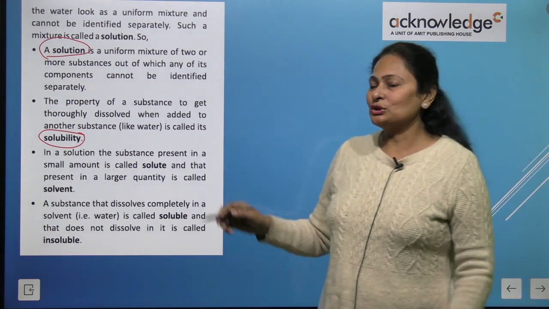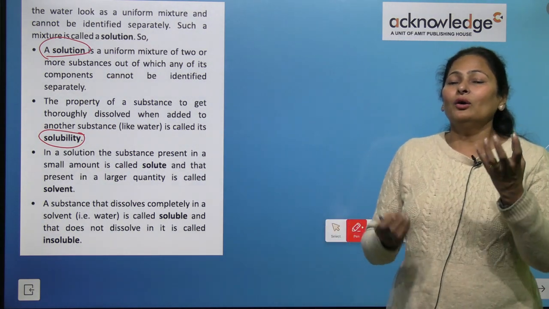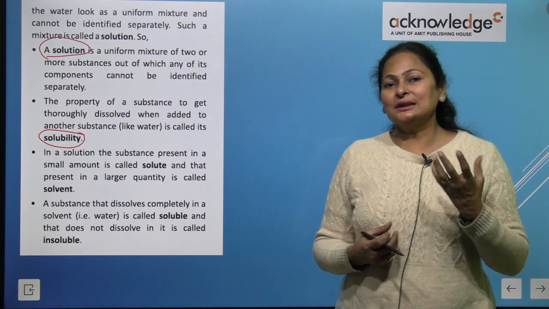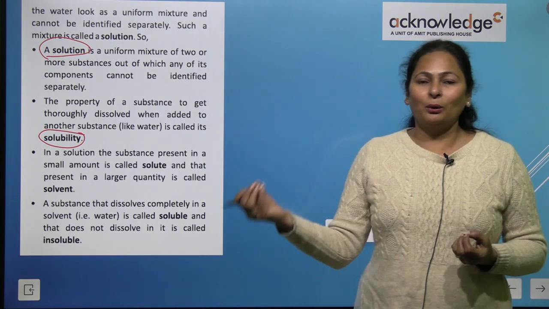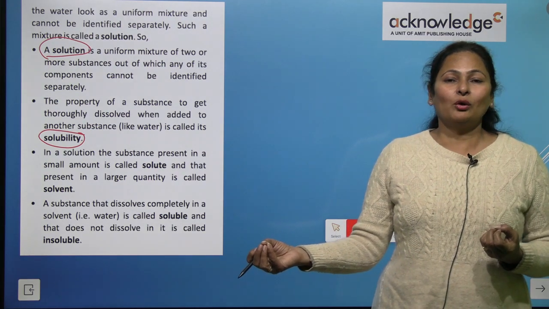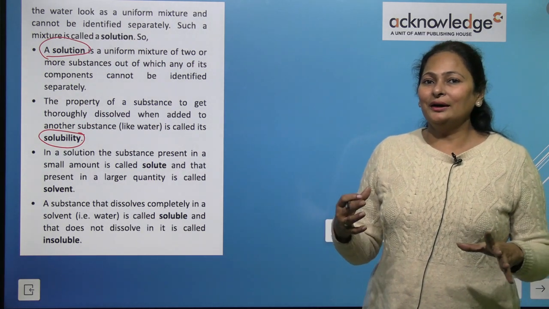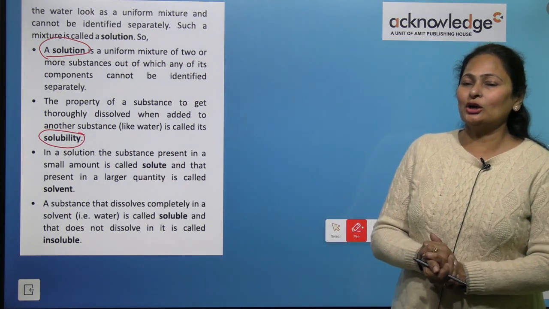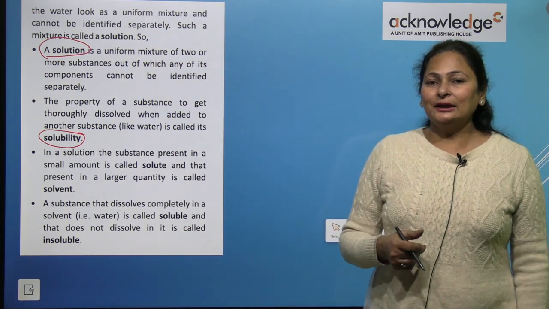So this is called solubility, means वो घुलता है या नहीं घुलता है. So this shows it is soluble in water or it is not soluble in water, and we call it solubility. Have you understood, kids? Solubility and solution.